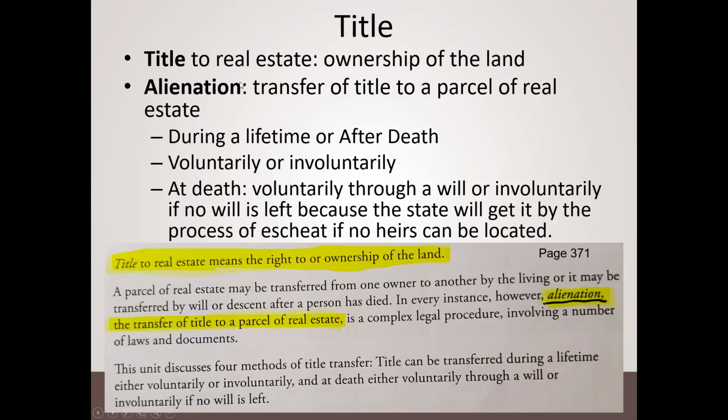So we have voluntary or involuntary alienation while you're alive or after you die. At the time of death, you could voluntarily alienate your property through a will, or involuntarily if no will was left, because you're not the one who gets to decide who gets it. It has to go through the process of escheat, if no heirs can be located.